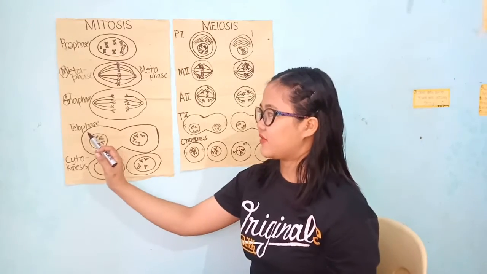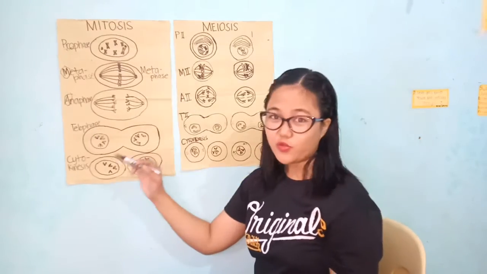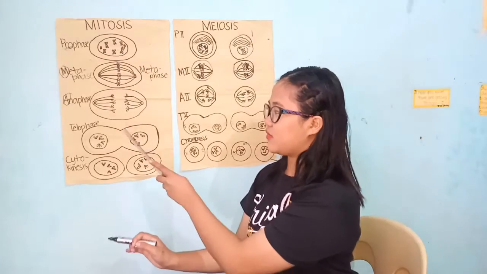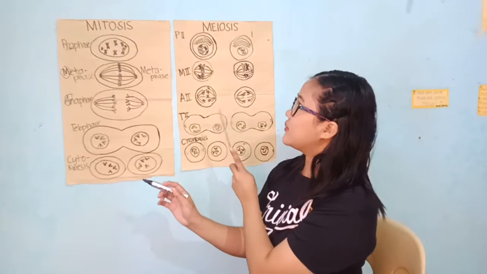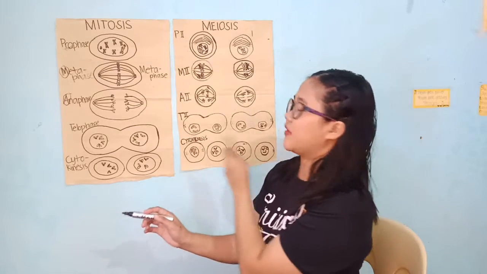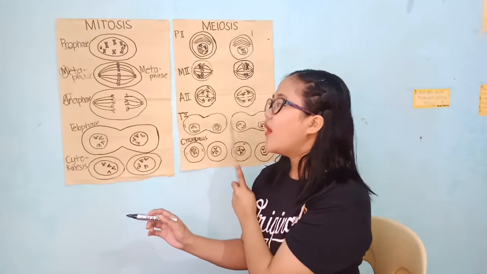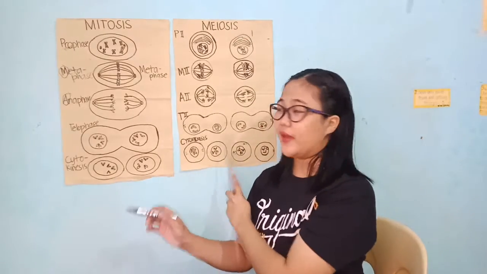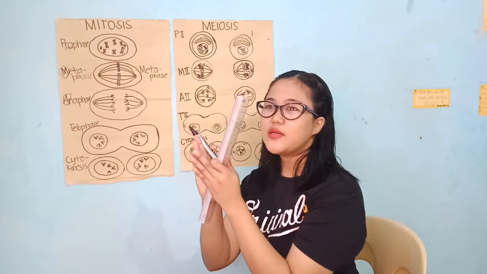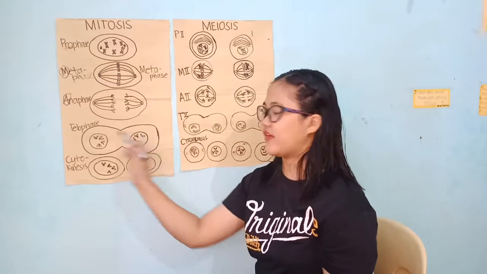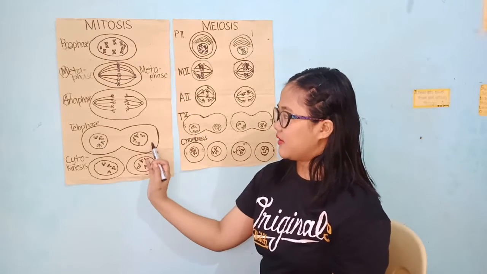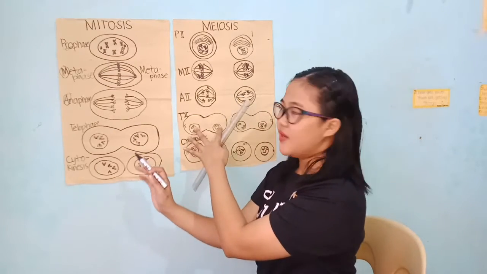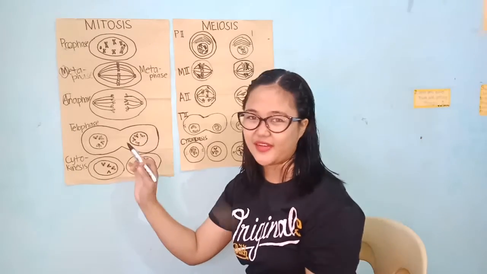So in telophase in mitosis, as what you observe, there is a cleavage line. Telophase in mitosis and telophase 1 in meiosis are the same. They form a cleavage line, preparing the cell to separate or to divide. As what you observe, the chromosomes or chromatids are on each side. But the cell is not totally divided. They are in the cleavage line.